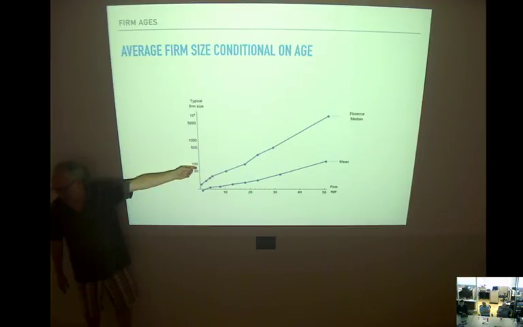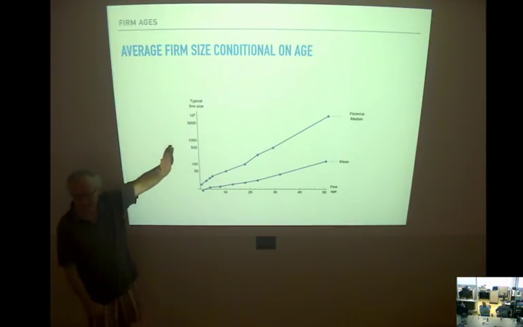So say a big firm goes through a crisis versus a small firm goes through a fluctuation that can wipe out a small firm where it might not wipe out a big firm. I will come back to that in a minute. Okay, so this is a typical size conditional on age.